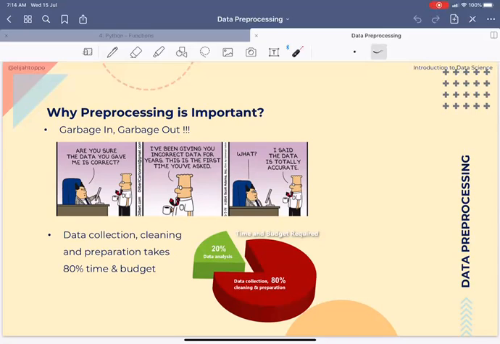So I have here a small comic, a discussion between two people. So this guy is saying, "Are you sure the data you gave me is correct?" He says, "I've been giving you incorrect data for years. This is the first time you've asked." He says, "What can I say?" And then he rectifies, "I said the data is totally accurate."